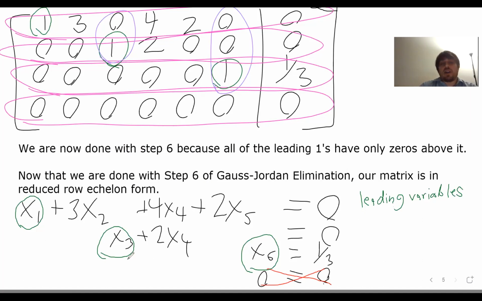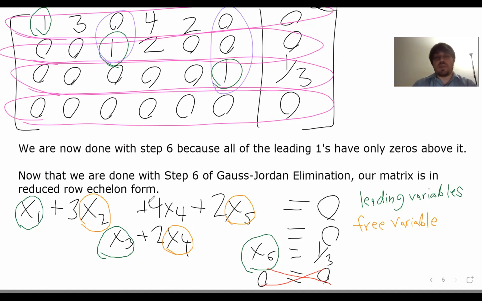But now we also have other variables, and those variables are called free variables. Any variable that is not a leading variable is called a free variable. And so these free variables I'm going to denote by orange. Okay, so x2, there's 3x2. We're not ignoring the coefficient, but I'm just pointing out the variables. x2 is a free variable, x4 is a free variable, and x5 is a free variable. So first you find all the leading variables, and every other variable is a free variable. So x2, x4, and x5 are free variables.